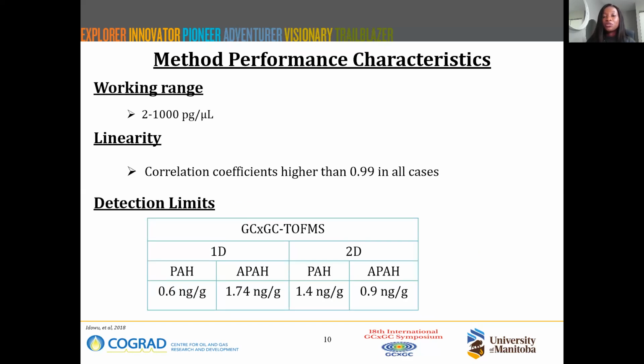For my method performance characteristics, I'm showing you some results for the working range, which is between 2 to 10,000 picogram per microliter. The linearity shows higher than 0.99 in all cases. And my detection limit, which was determined in 1D mode and in 2D mode, was comparable for the PAHs and the APAHs in the two modes that the GCxGC was run.